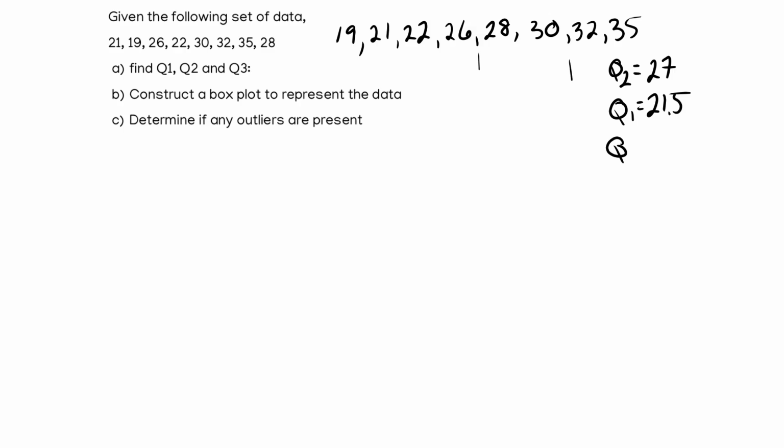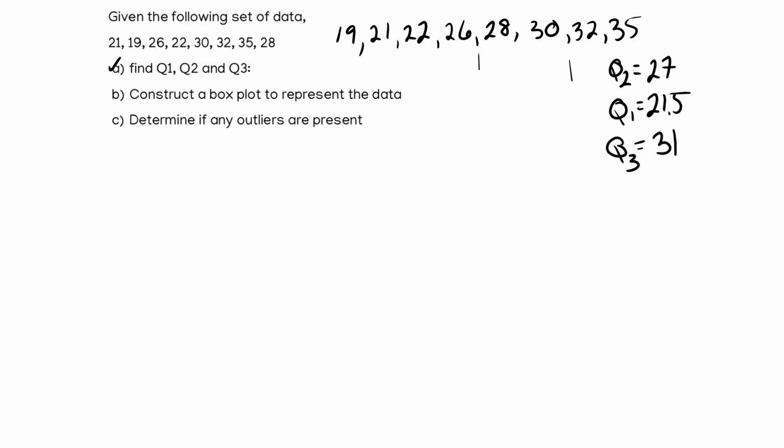Q3, going the other direction, we're halfway in between 30 and 32. So that means our Q3 is going to be equal to 31. So we've done part A. We've got our Q1, Q2, and Q3. Now we want to construct a box plot to represent the data. It's easy to find our minimum and our maximum values, so we'd put those on the plot, and then we'd put our Q1, Q2, and Q3.